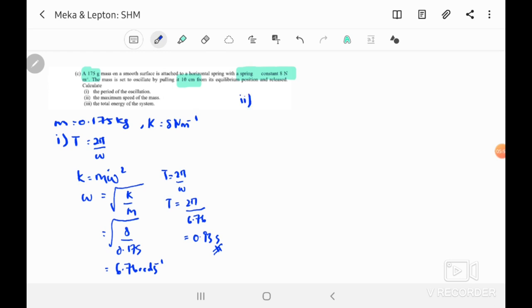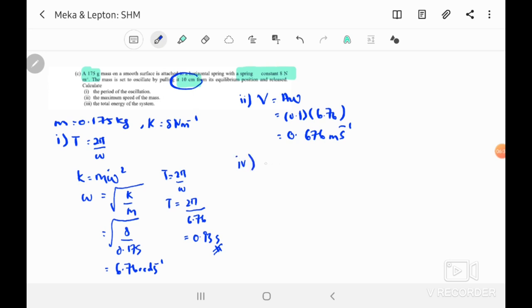Okay, C2 maximum speed of the mass. So V maximum equal to A omega. A kita ada. A kita mana A kita? A dia bagi sini 10 cm. So we change the unit to meter. Here is 0.1 times the omega tadi 6.76. So sini kita dapat 0.676 meter per second.